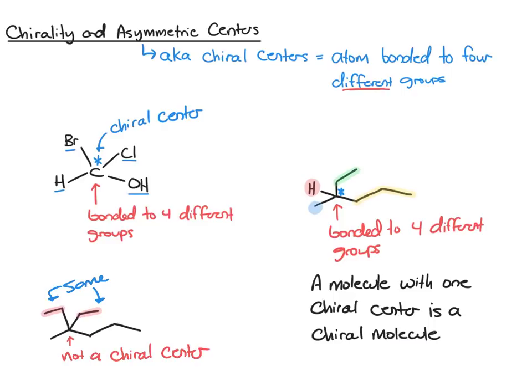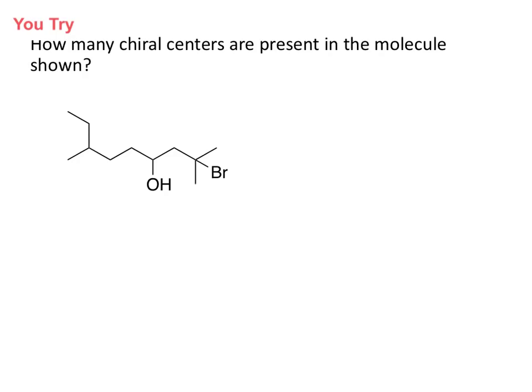Okay, and that's also why you never have to worry about CH2 groups being chiral centers, because there's always 2 hydrogens there, so there won't be 4 different groups. Now I have one here for you to take a couple of minutes to try. So go through this molecule carefully and see if you can identify all of the chiral centers and then decide how many there are.